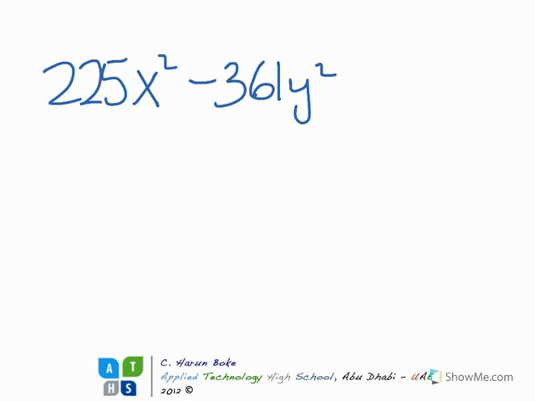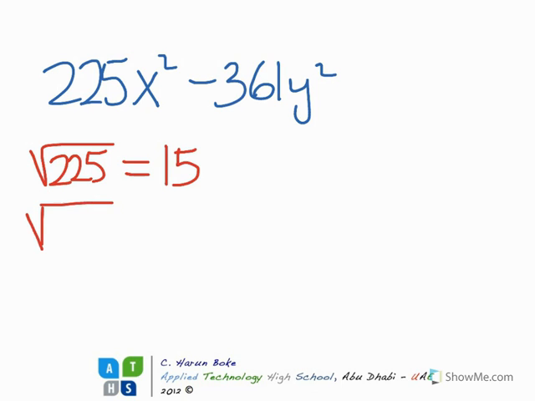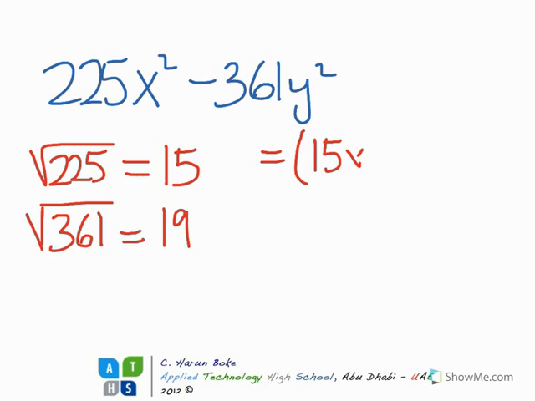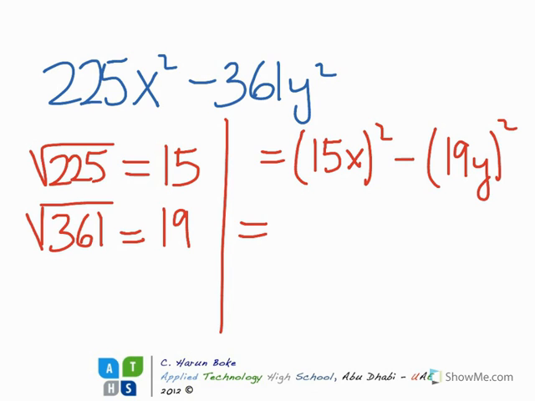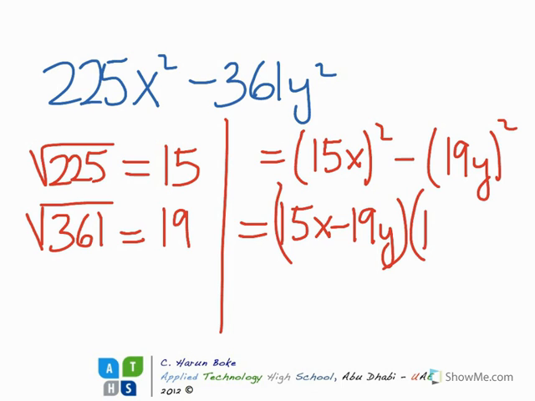To factor a difference of squares like 225x squared minus 361y squared, you have to take the square root of 225, which is 15, and 361, which is 19, so that you can rewrite the expression as, in brackets, (15x) squared minus (19y) squared, which now you can write as 15x minus 19y times 15x plus 19y.